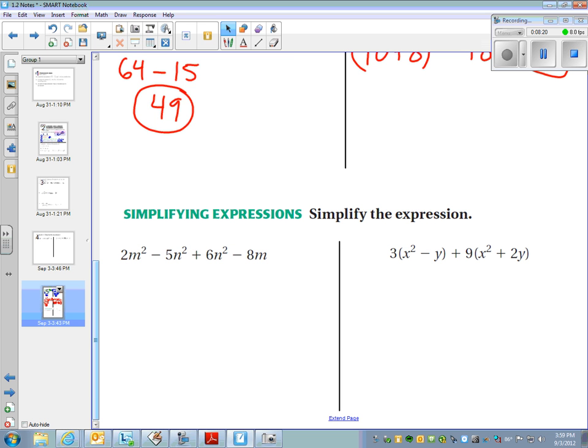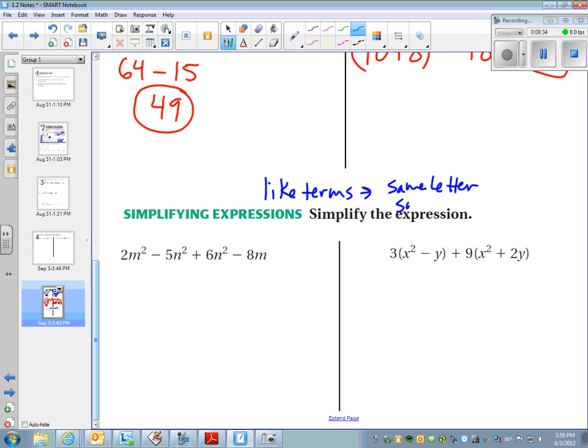Simplify the expression. So here we're combining like terms. Like terms means the same letter and the same power. For example, m squared and n squared. Same power, different letters, not like terms.